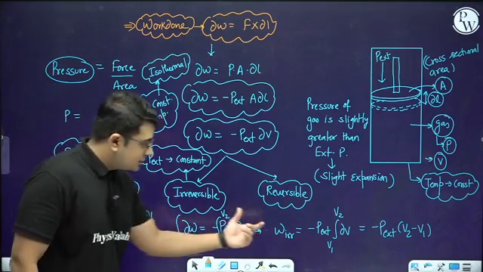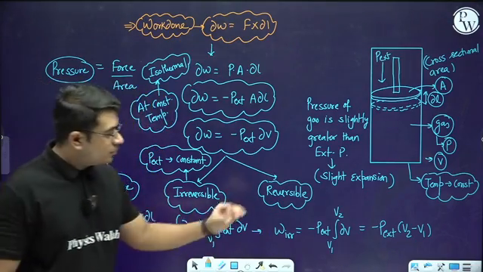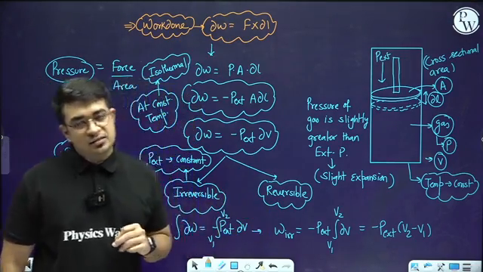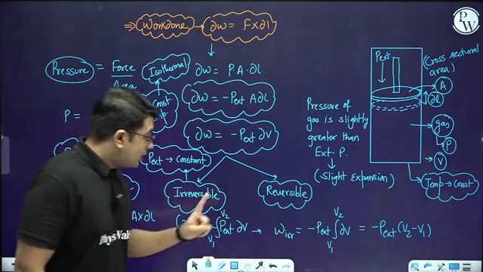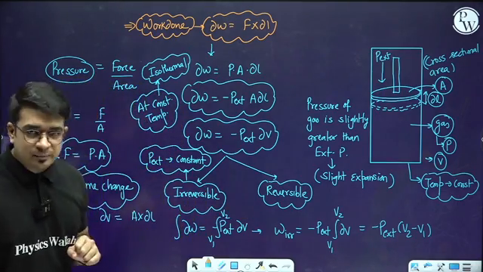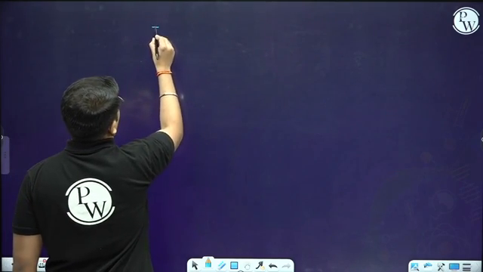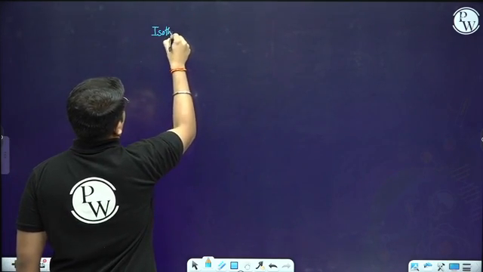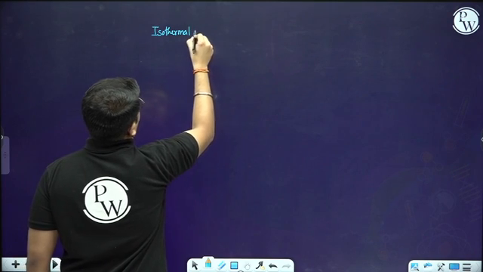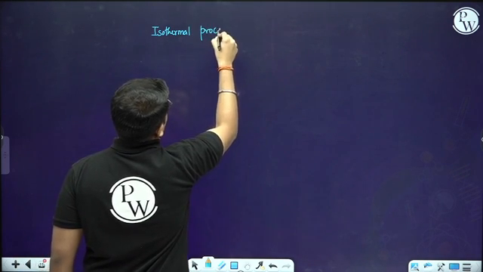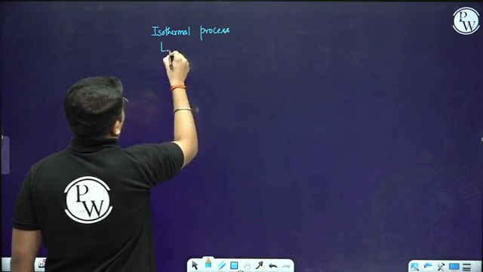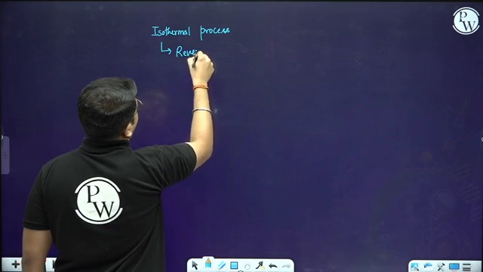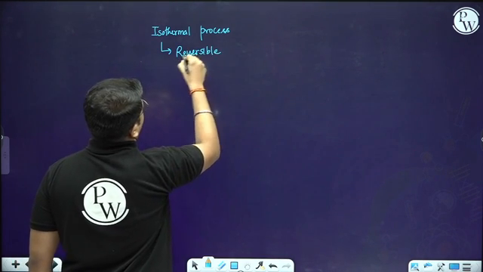Now in this case you can see W irreversible is very easy, which is minus P external (V2 minus V1). That's it. Now how to deal with the reversible part in this case? That is the most important question. So again we are talking about the isothermal process, and this process is basically reversible in nature.